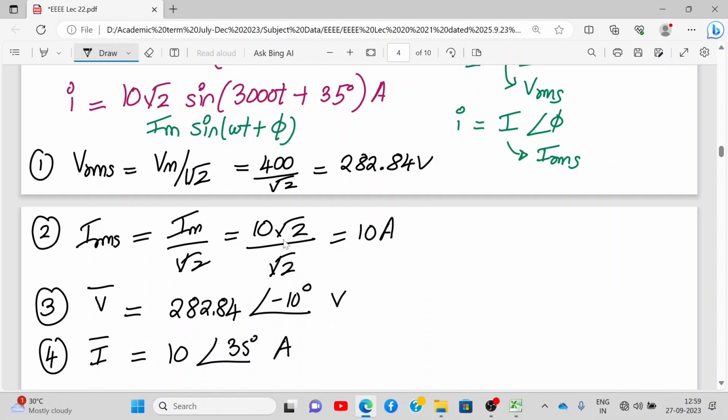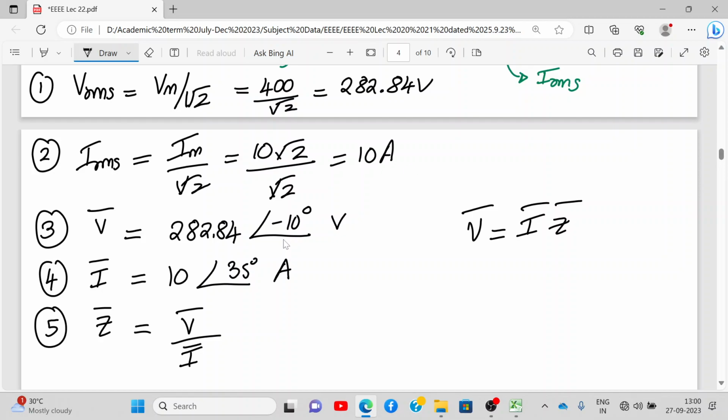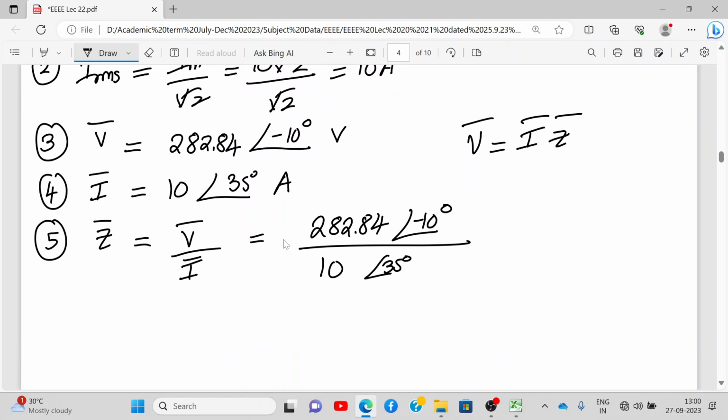Why do we require V and I? Because we want circuit impedance Z. V will be I into Z, so what will Z be given by? V by I. So please substitute it over here: 282.84 angle minus 10 divided by 10 angle 35 degree. What happens to the angle when they are divided? They get subtracted. So this will be 28.284 angle minus 45 degree ohms.